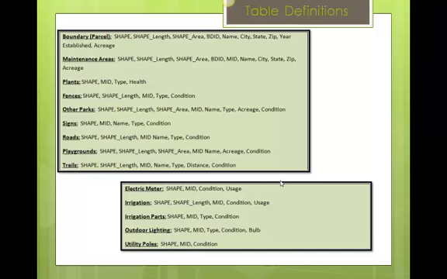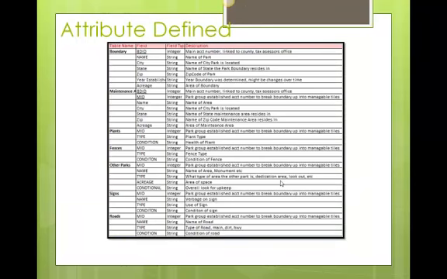Irrigation parts, just kind of want to know what the condition is, the type, and then outdoor lighting, the type of bulb, the condition, and the same thing with utility poles, their kind of ID number for their maintenance area and condition.